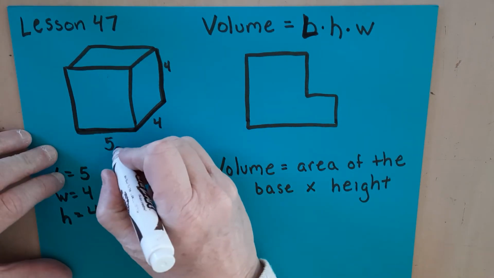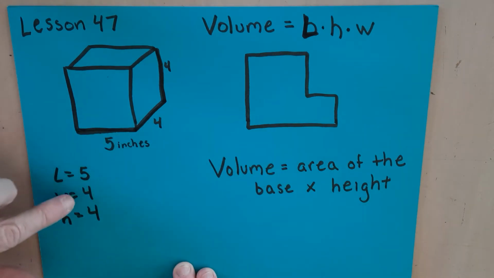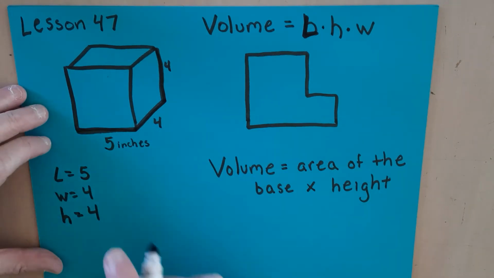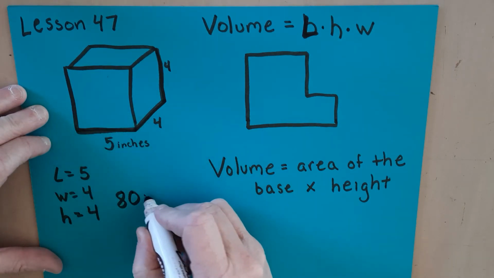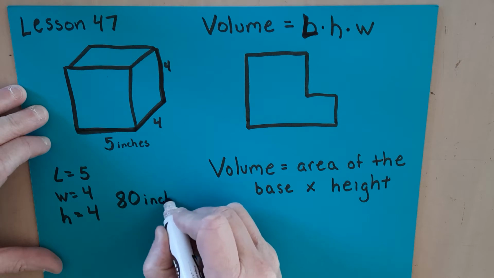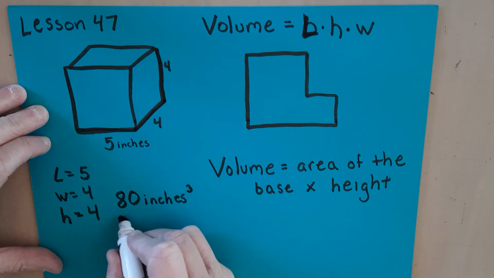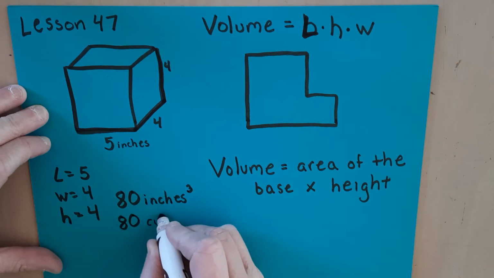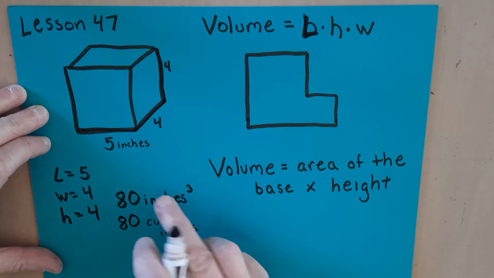And in this cube, we're going to say that it's 5 inches, because we have to make sure that we use the unit. So 5 times 4 is 20. 20 times 4 is 80. And so the volume of this cube would be 80 inches cubed. You could write it like that. Or you could also say that it was 80 cubic inches.